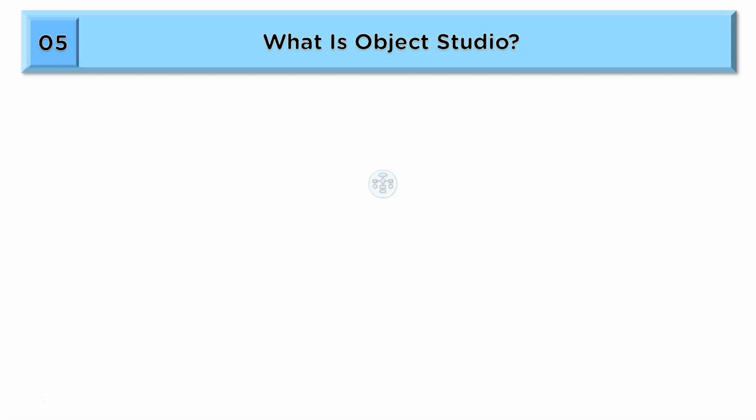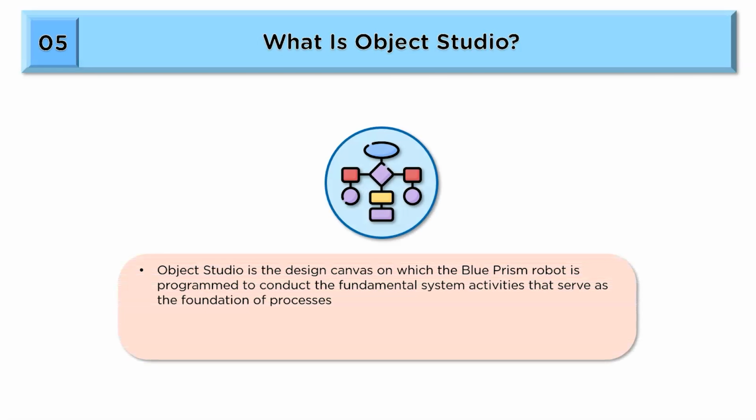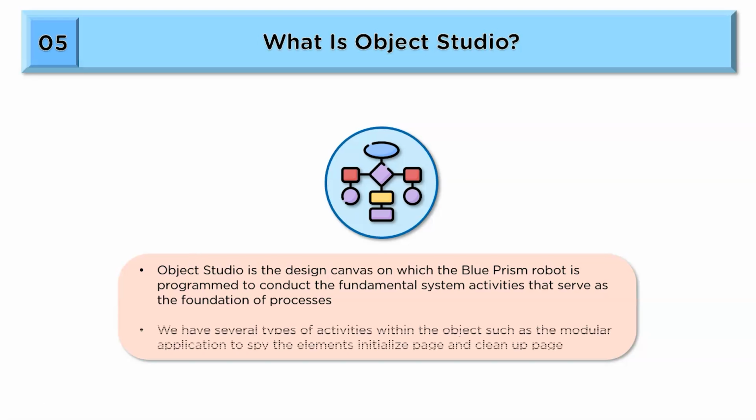What is Object Studio? Object Studio is the design canvas on which the Blue Prism robot is programmed to conduct the fundamental system activities that serve as a foundation of a process. The presentation layer provides a library of elements to quickly operate, model, and validate the target desktop application. We have several types of activities within the object, such as modelling the application to spy the elements, initialize page, and cleanup page.